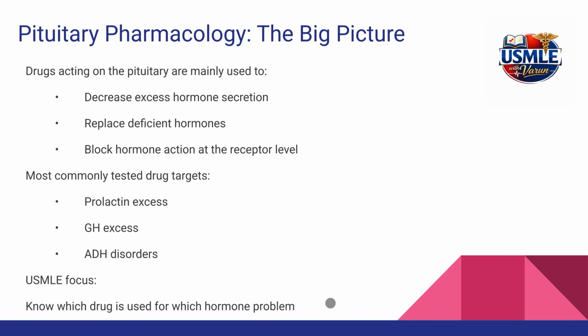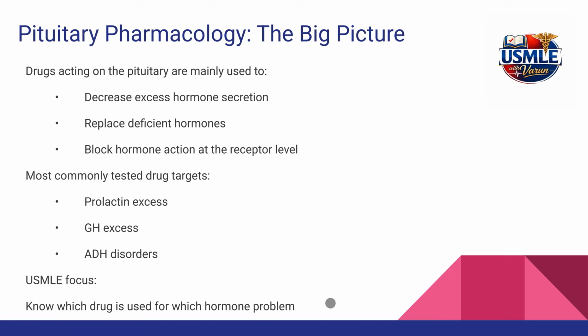Dopamine agonists such as bromocriptine and cabergoline are used to treat hyperprolactinemia in case of prolactinoma. They decrease the prolactin levels, shrink the tumor size, and restore fertility and sexual function. They are the first line therapy for prolactinoma.